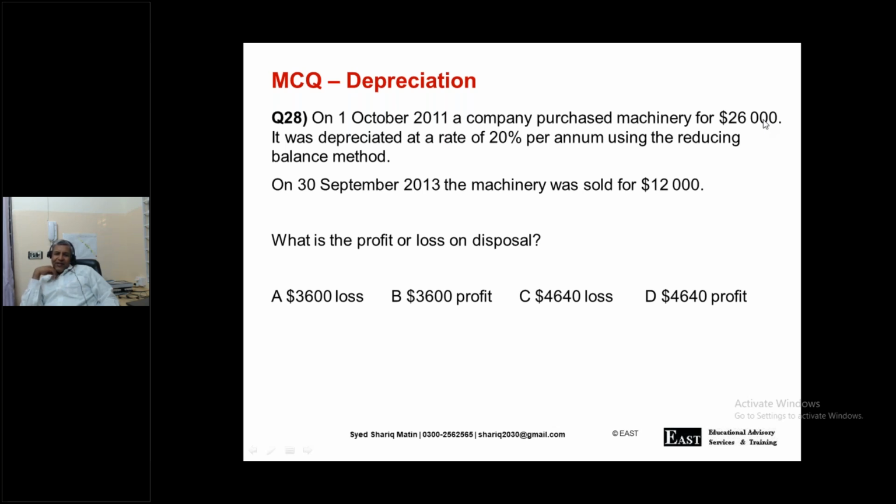9,360. That's right. Now, you can make a disposal account, or you can just simply add 9,360, which is your accumulated depreciation, with the amount at which the asset was sold, which is 12,000, and subtract this by 26,000, and you will get a loss of 4,640.